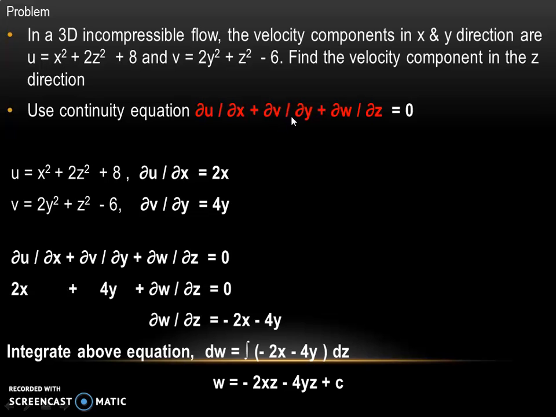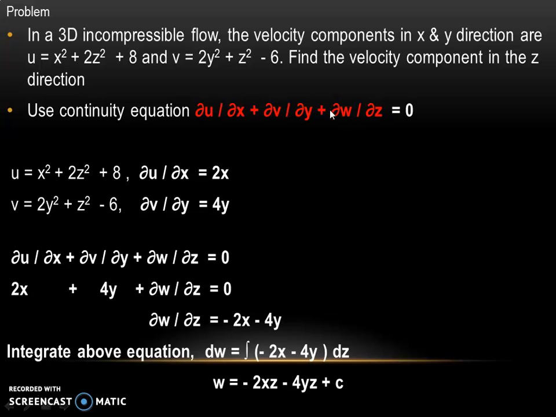And next we will find out what is dou v by dou y, for which we will use the equation for v, which is equal to 2y square plus z square minus 6. So dou v by dou y is equal to 2 into n y raised to n minus 1. So it will be 2 into 2, which will be 4 into y raised to n minus 1, that is 2 minus 1, will be 1. So it is 4 into y.